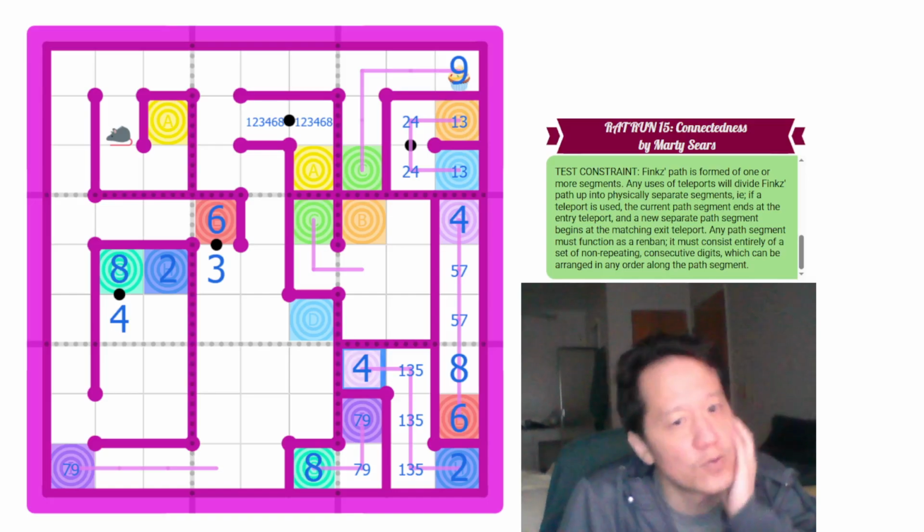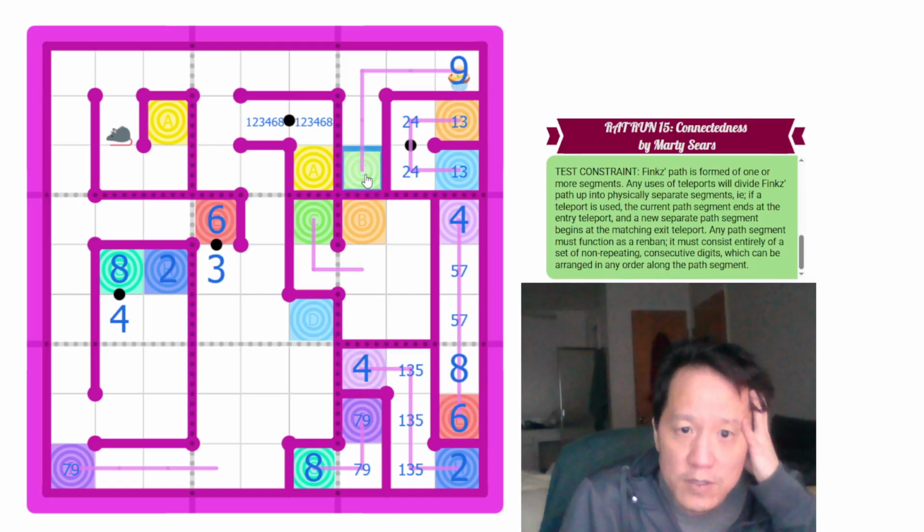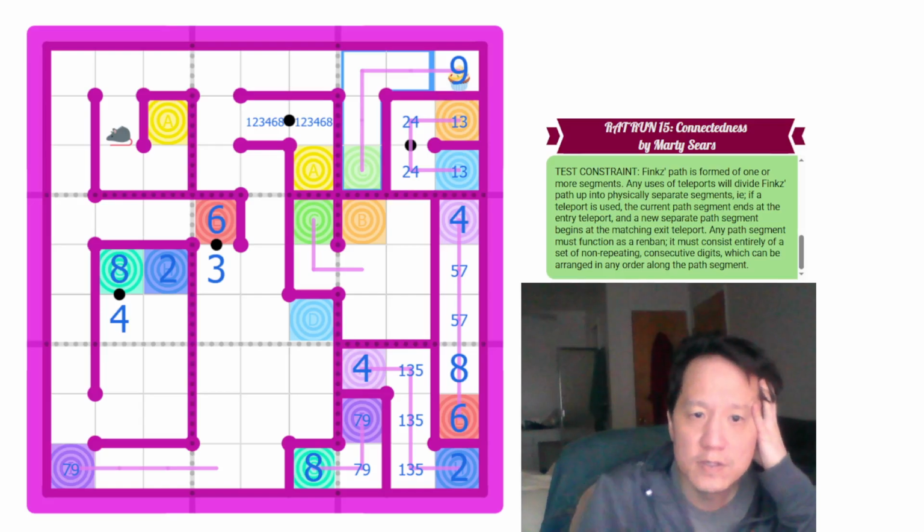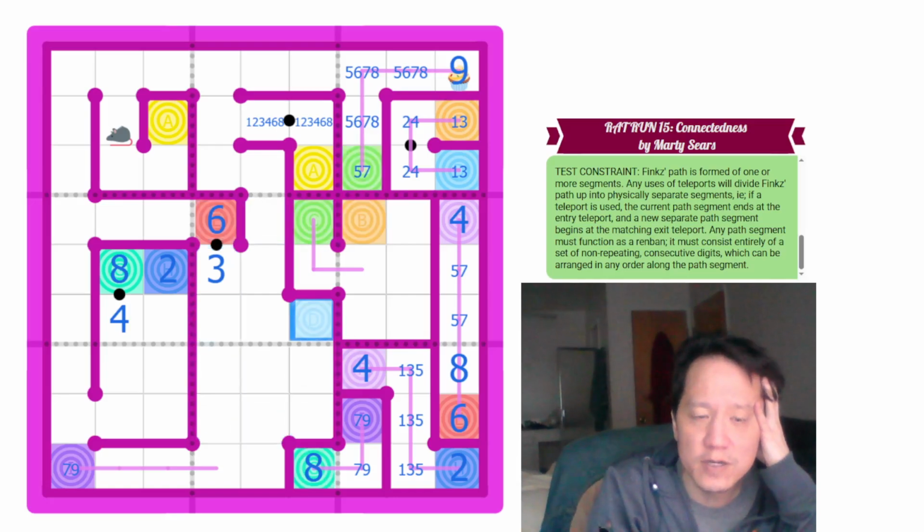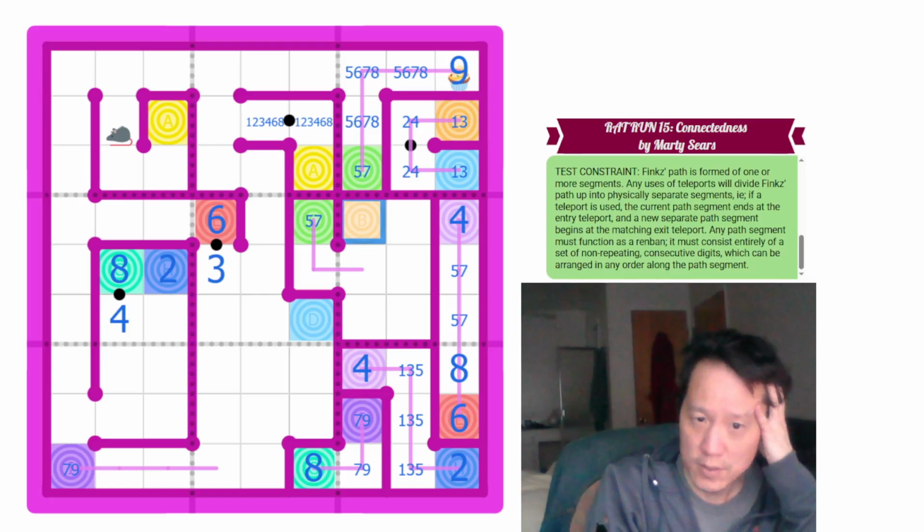These are 4. This cannot be 4. Well, it can't be. It's 5 through 8. And it cannot be 6 or 8 because we already have a 6 and 8 in this spot. So this is 5 or 7. B cannot be 5 or 7. B is 1 and 3.